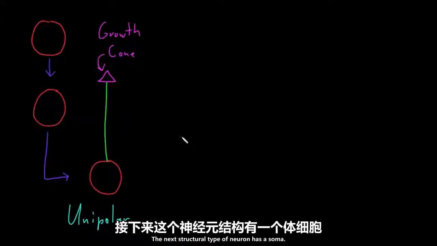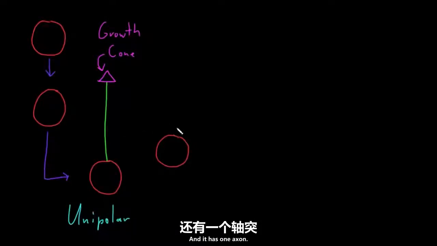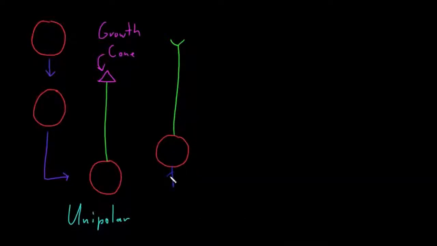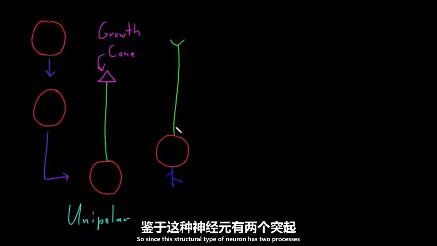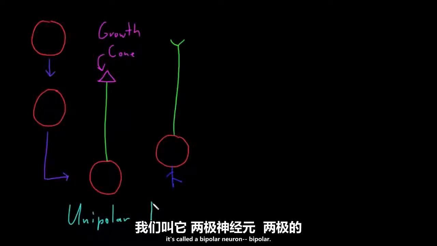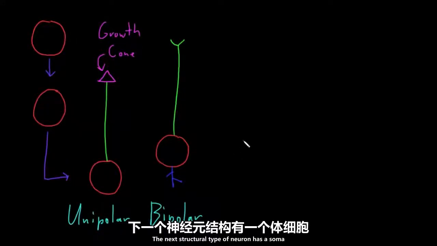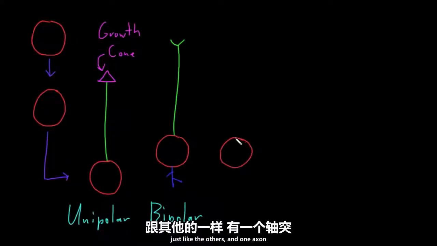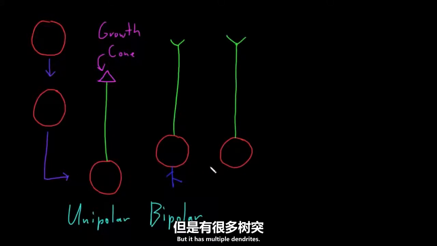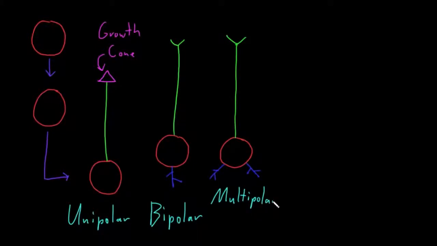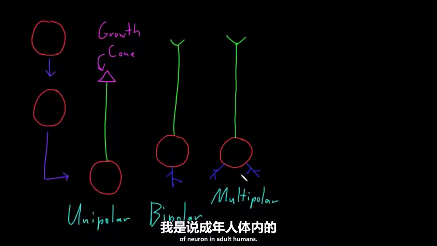The next structural type of neuron has a soma, and it has one axon, but it also has one dendrite. So since this structural type of neuron has two processes, or two poles, it's called a bipolar neuron. Bipolar. The next structural type of neuron has a soma, just like the others, and one axon, but it has multiple dendrites. And so since it's going to have multiple poles, it's called a multipolar neuron. Multipolar. And this is the most common structural type of neuron in adult humans.